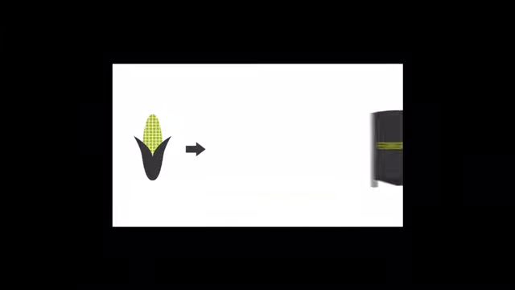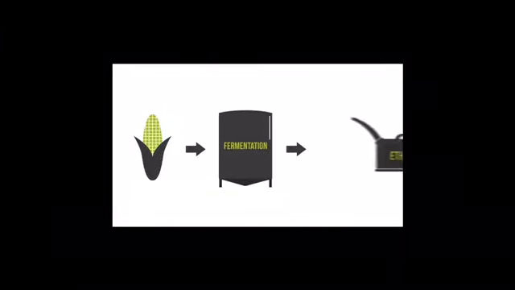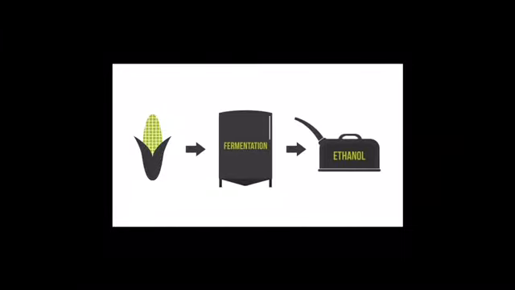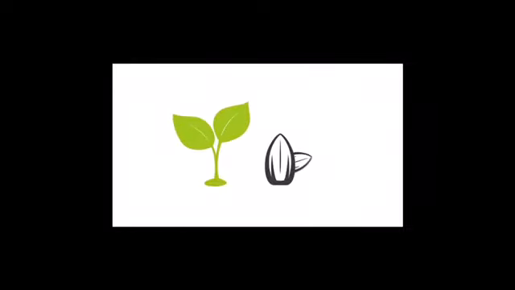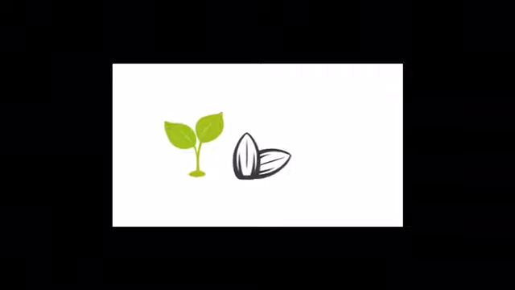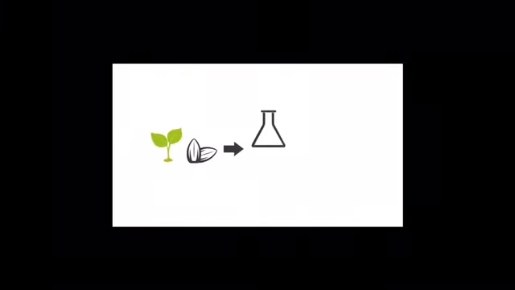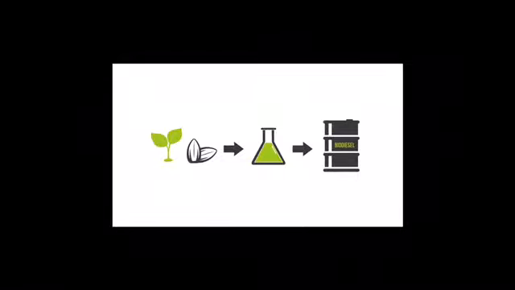Ethanol is an alcohol formed by fermentation. It is used as a replacement for or additive to gasoline. Biodiesel is an oil produced by extracting naturally occurring oils from plants and seeds. Biodiesel can be combusted in diesel engines or blended with diesel fuel.